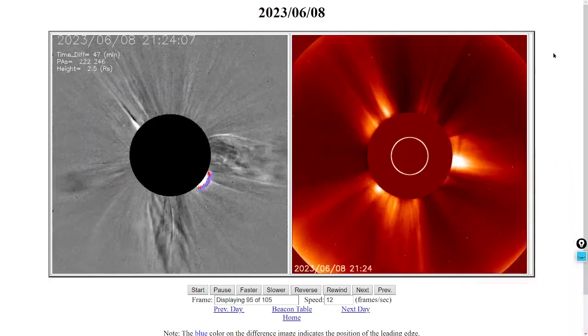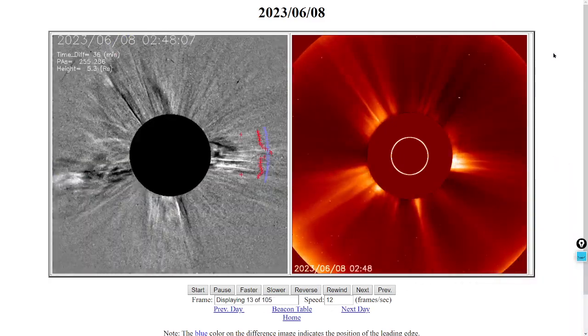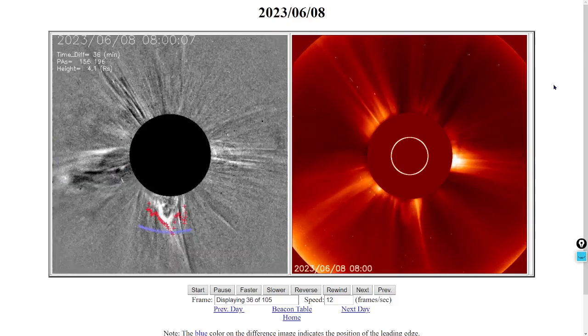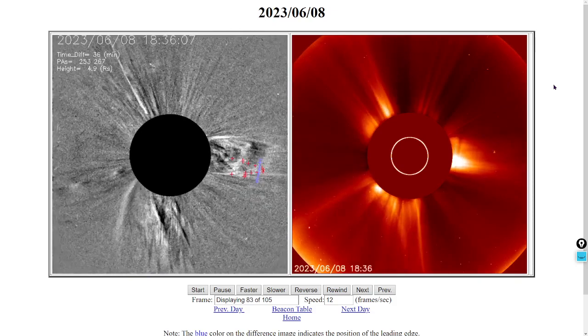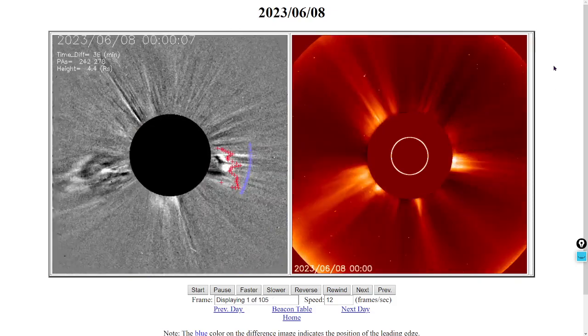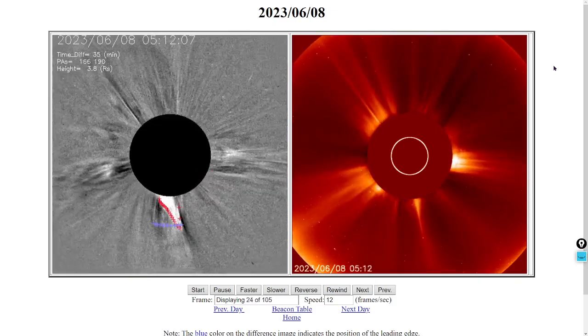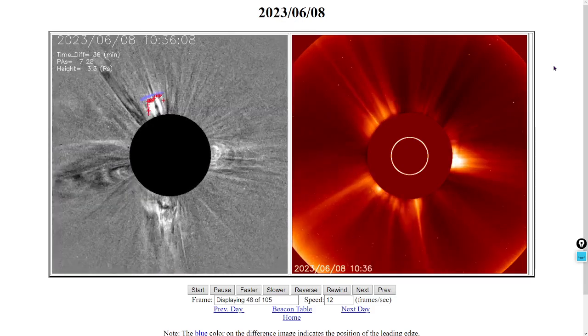Next, some coronagraphs. And there have been some CMEs here. We'll let you know if we think they're Earth-directed in a moment. Again, watch yesterday's video if you want to hear about a CME impact forecast.